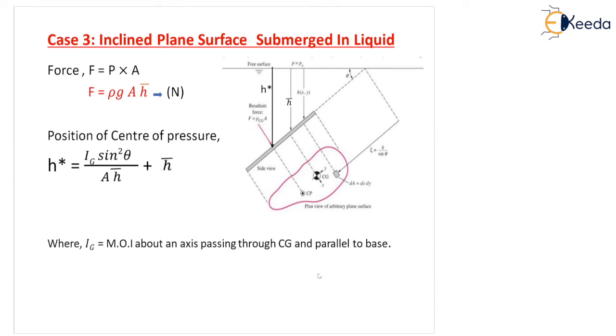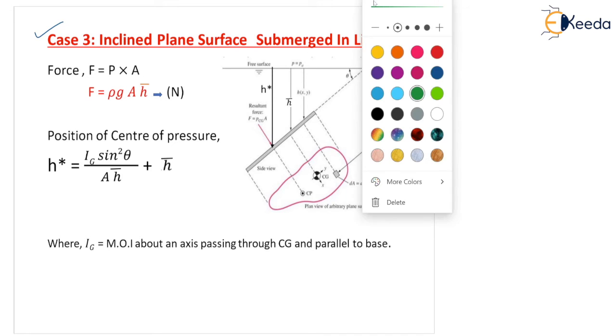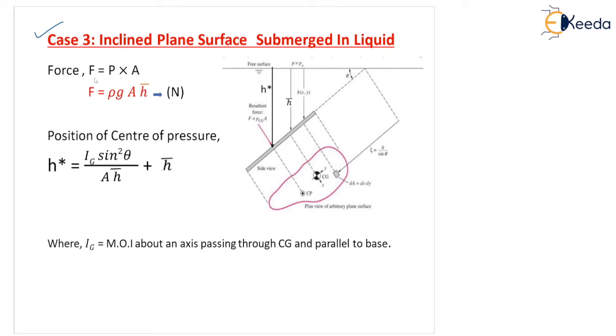Look at case 3, which is an inclined plane surface submerged in the liquid. So let us understand the figure. This is the free surface, and this is the inclined plane surface, making angle theta with the horizontal. All the distances and angles must be measured from the free surface of water. Very important point. Okay, so this is the plane surface.